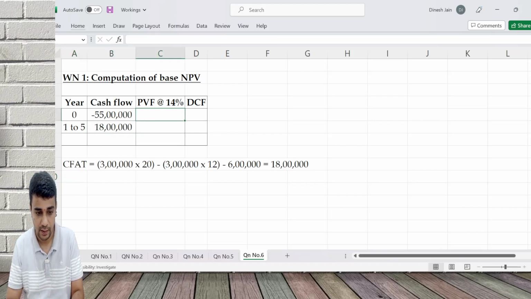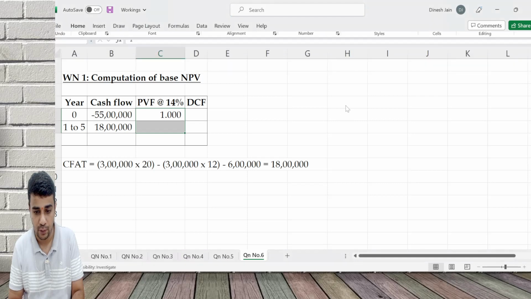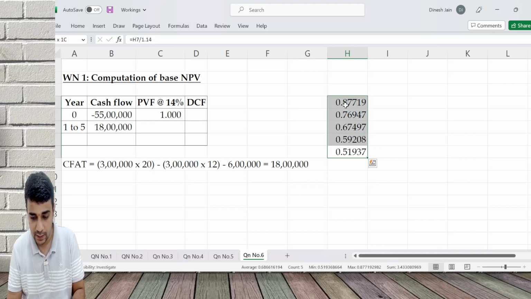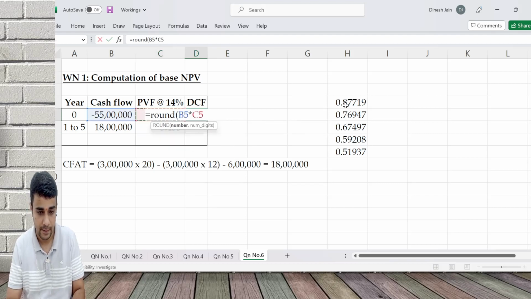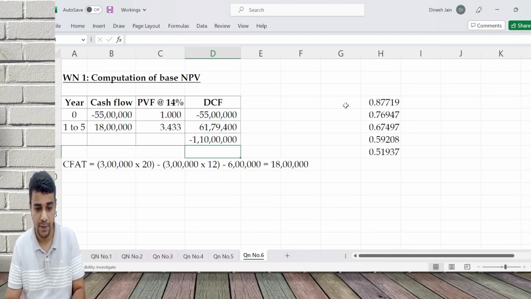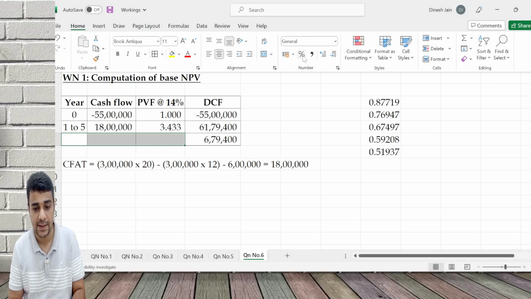We need the 5-year annuity factor. In your calculator, you can do it. I'll do it in Excel. 1 divided by 1.14 will give you the first year factor. Equal to will give you the second year, third year, fourth year, and fifth year. All put together is 3.433. We normally take 3 decimals for the factors and DCF. So the base NPV of the project is 6,79,400.